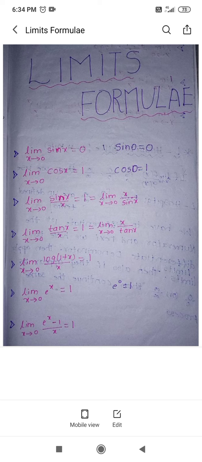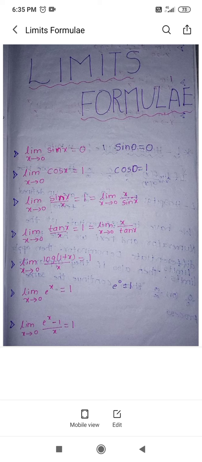Limit x tends to 0, sin x by x is equals to 1. If any question is in the form limit x tends to 0, sin x by x, then the answer is 1. Here what we have to write is the x coefficient, in the numerator of sin x. What is the coefficient of x, that we have to write as answer. For example, limit x tends to 0, sin ax by x, then what is the answer? A, because the x coefficient is A. So sin ax by x is equals to A.